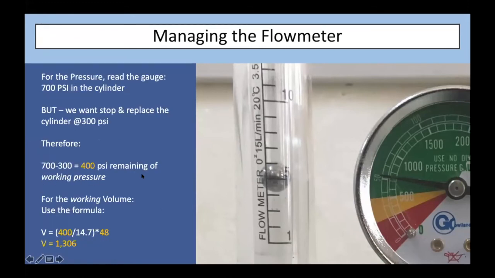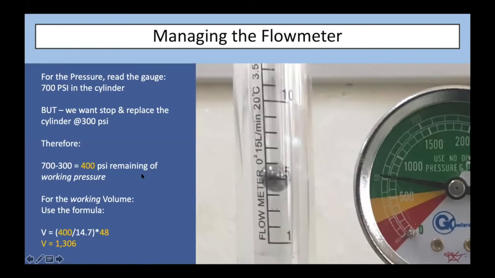For the pressure, we read the gauge. Just summarizing again, 700 PSI is in the cylinder. But now wait, we want to do something careful. We want to stop and replace the cylinder, not when it's empty, but at 300. Therefore, the existing pressure of 700 minus 300, which is the point where you want to change the cylinder, means you really have 400 PSI remaining of working pressure, that is pressure to work with.